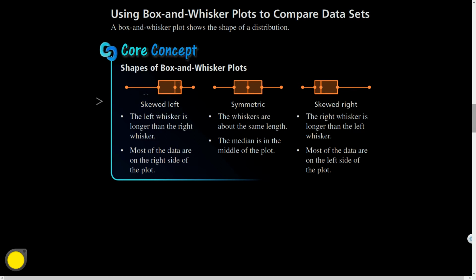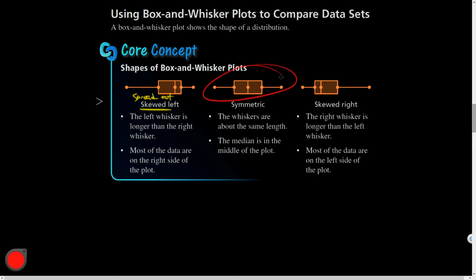This terminology, I always want it to be the opposite. It kind of annoys me. All right, so if your data is spread out to the left, skewed, it tails off this way, but it's really compact on the right side. So skewed left is when the left whisker is longer than the right whisker. Most of the data are on the right side of the plot. You get a whole bunch of the data on the right half. That means skewed left.